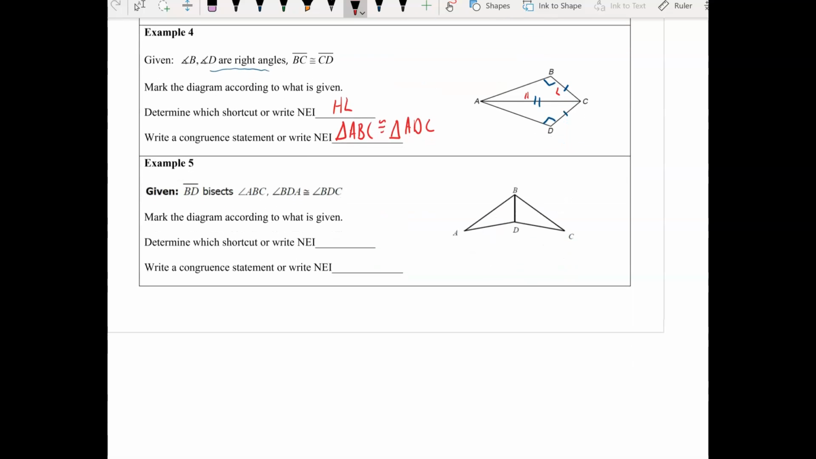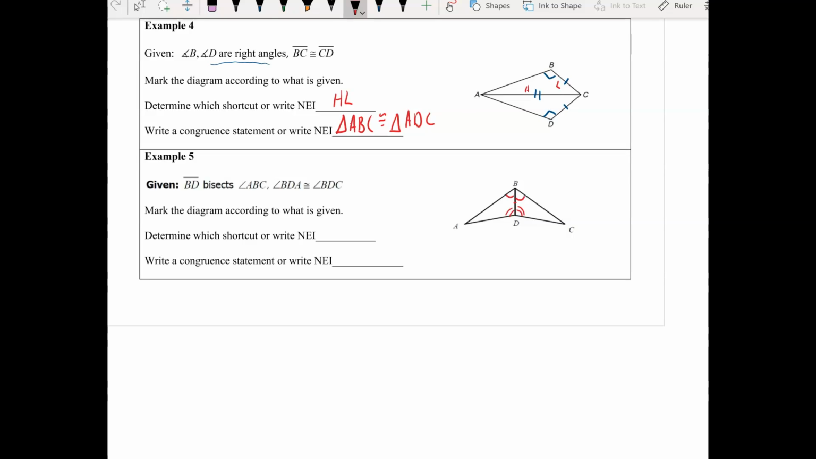All right, let's try the last example, so pause the video. Okay, after marking the diagram, you should see side, angle, side. So this is SAS, and the congruent statement here: triangle ABD, I left out my A, triangle ABD is congruent to triangle CBD.